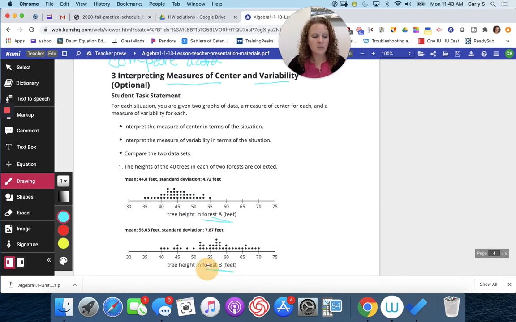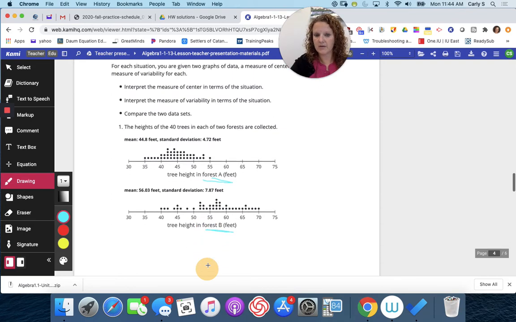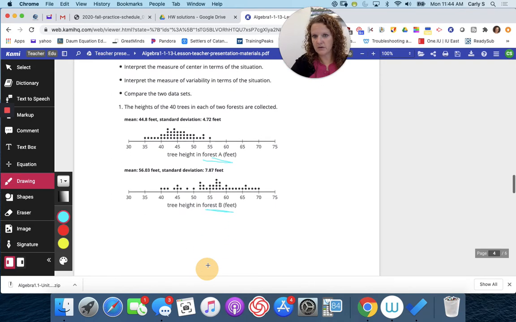So we want to interpret the measure of center, interpret the measure of variability in the situation. Do I have room to write? Cool, I do. So there's the problems and there's some room to write.